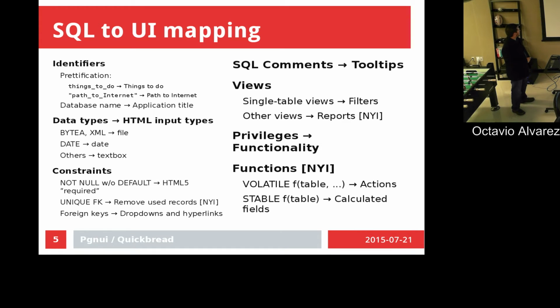Now, identifiers are done like this. For example, things_to_do translates to Things to do. Underscores are replaced with spaces, and the first letter is capitalized. However, if you want to do something like this, like Internet with a capital I, you can just use quoting, which is natural to Postgres, and it will convert to this. It won't mind for that. From the second letter on, it won't try to upper or lowercase anything. The database name maps to the application title.